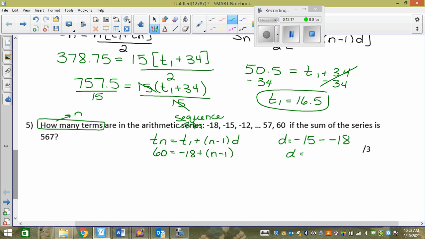which is 3. And we can check. Negative 18 plus 3 is negative 15, plus 3 is negative 12, so it looks good, right? So we have the 3. Then we add our 18.